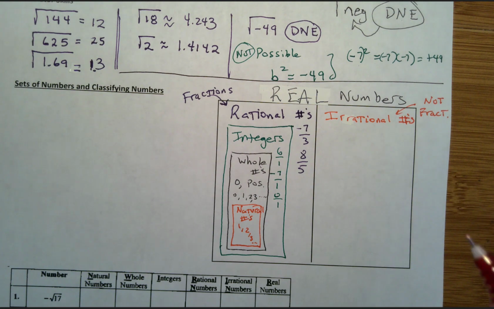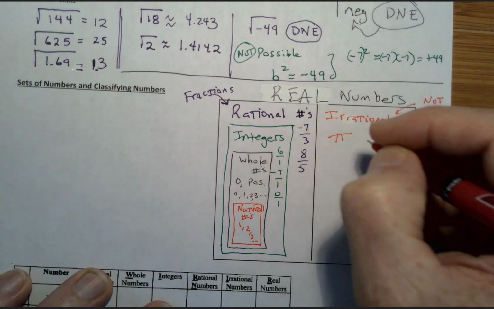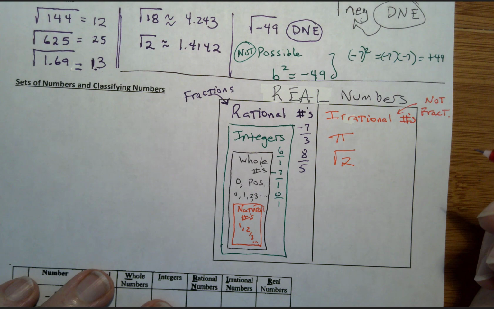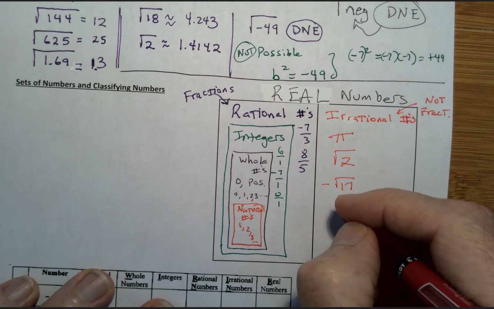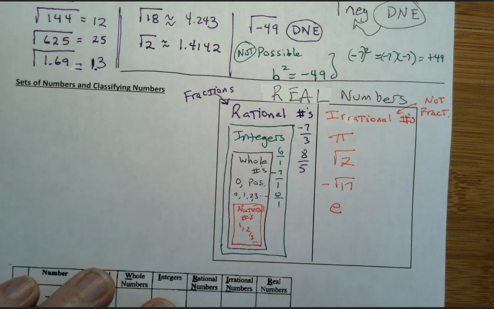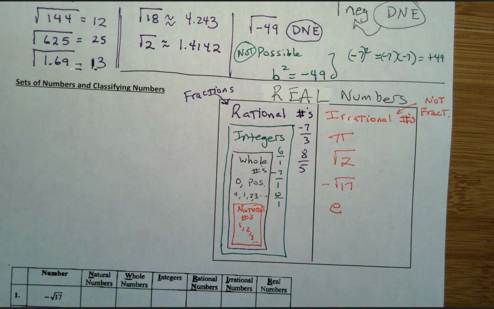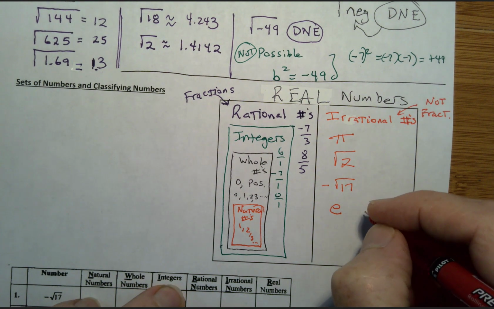The irrational numbers are a little bit more unusual. They're numbers like pi, like the square root of 2, the negative square root of 17. When you go into algebra 2, there's a special number called e that's very similar to pi. Now, here's a note about these irrational numbers. They're decimals.